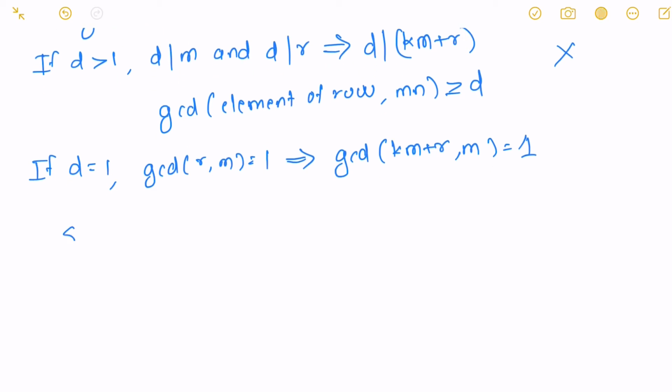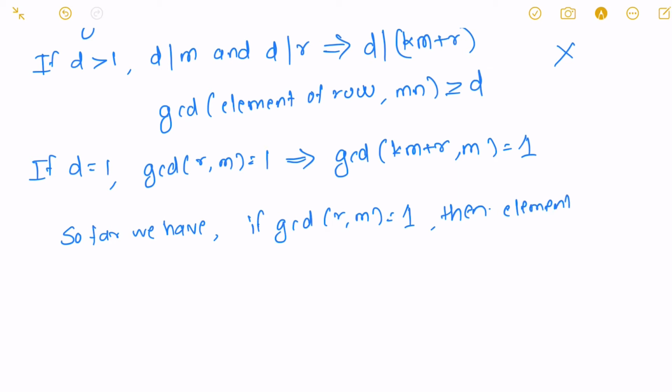So far we have: if GCD of r and m is equal to 1, then the elements of that row are coprime with m. Now let's think how many such rows there are whose elements are all coprime with m.